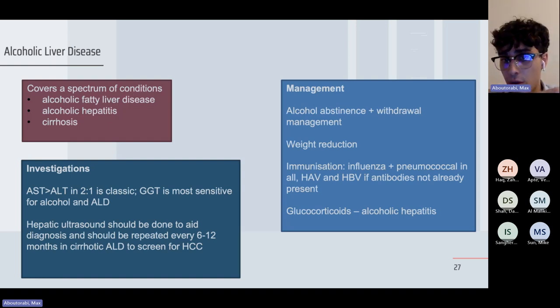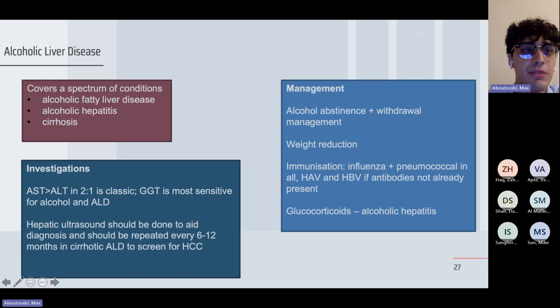If this is chronic or severe enough, this can then cause alcoholic hepatitis, which is an inflammation of the hepatocytes in the liver. And then if this is left untreated, or again, it becomes very severe, you can then get liver cirrhosis, which is permanent scarring and fibrosis of the liver, which is untreatable and can only really be treated by a full liver transplant.